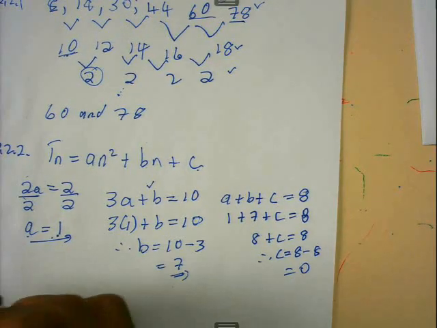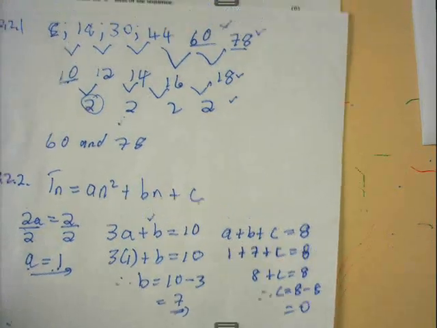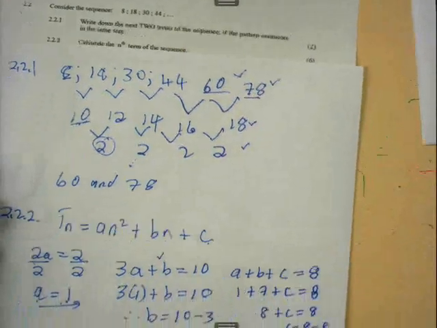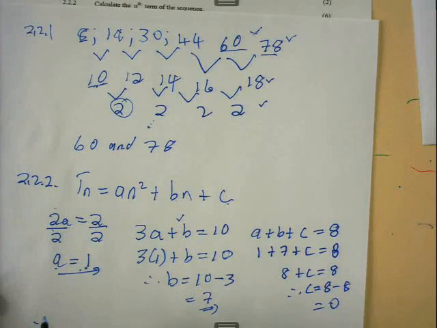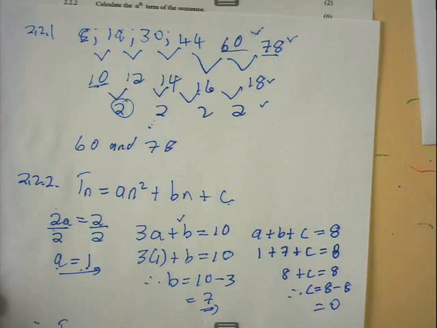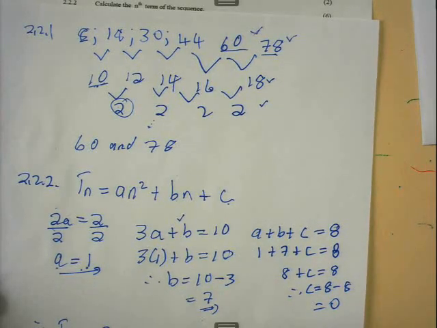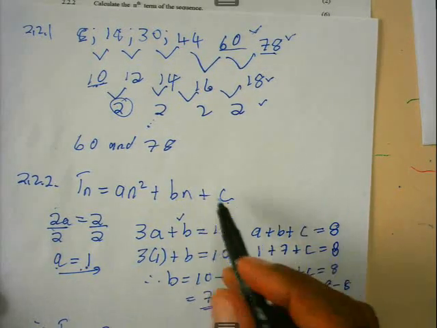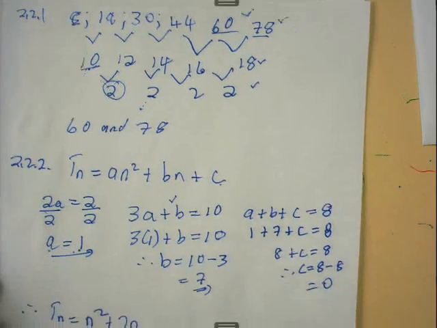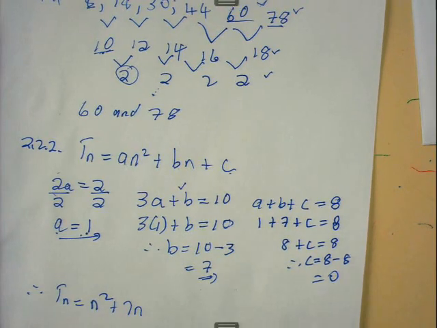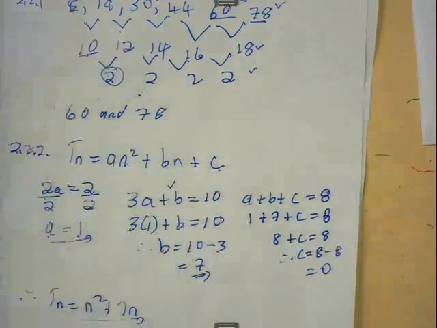Right. Now immediately after this, what's important is you must answer the question. The question said, calculate the nth term of the sequence. Now when we respond to the question, we can say, therefore Tn is equal to n squared, a there is 1, plus 7n. What is the value of c? Then c is 0. Therefore, the general term or the nth term is Tn equals n squared plus 7n. I think, boys and girls, you have this one right.